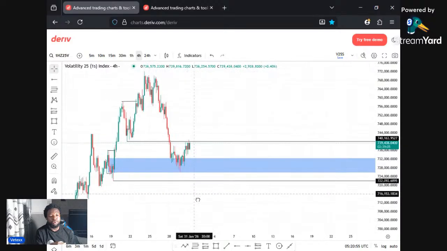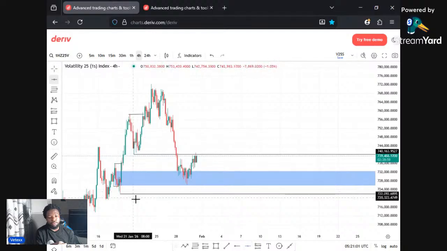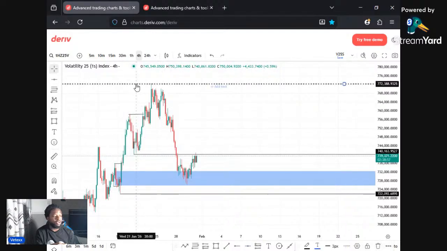Then price will do what? Take it out and continue the move in the opposite direction. Remember, this is our starting point, and this here is our finish point. So this is our starting point, this is our finish point.